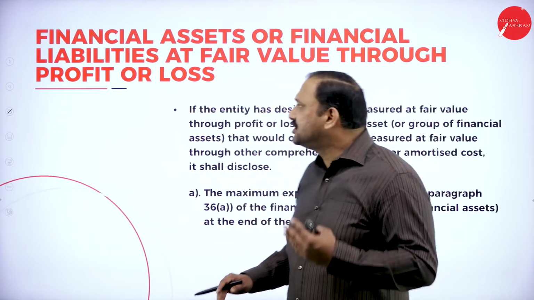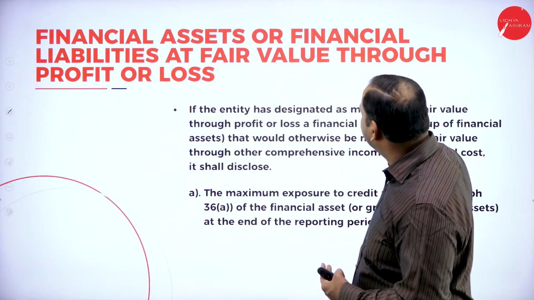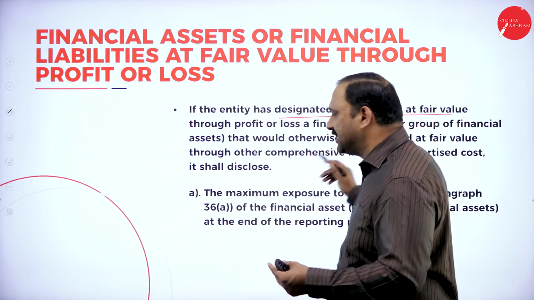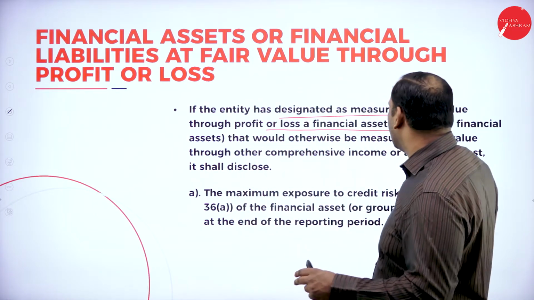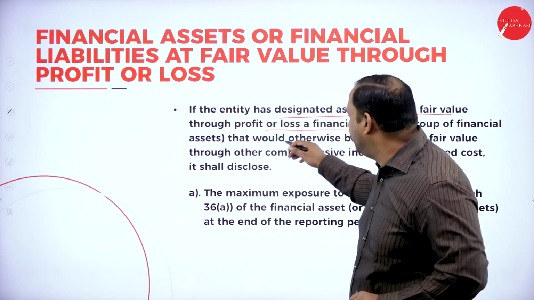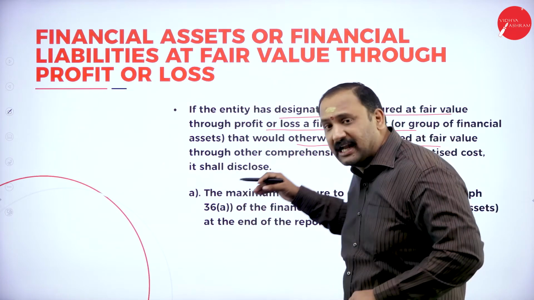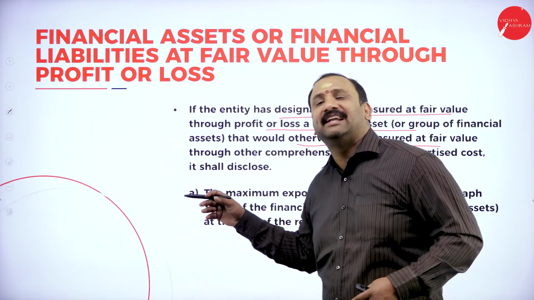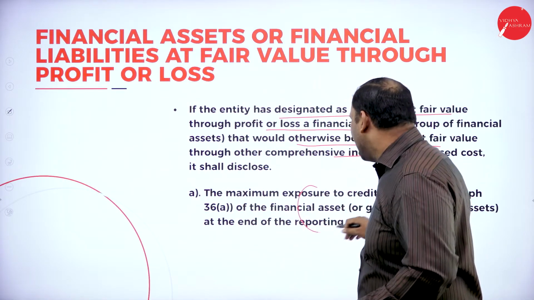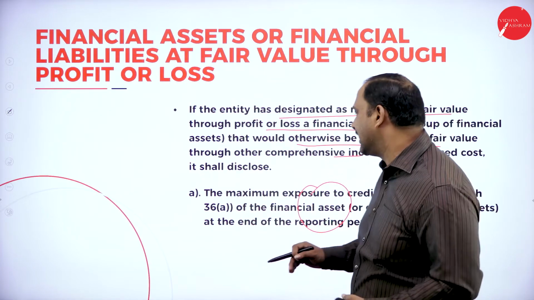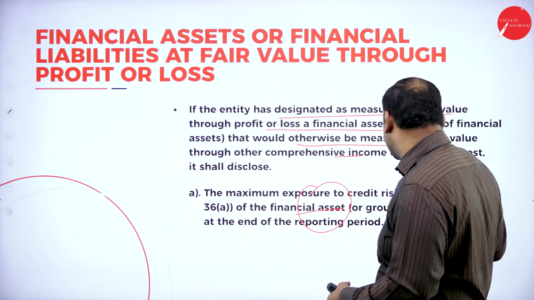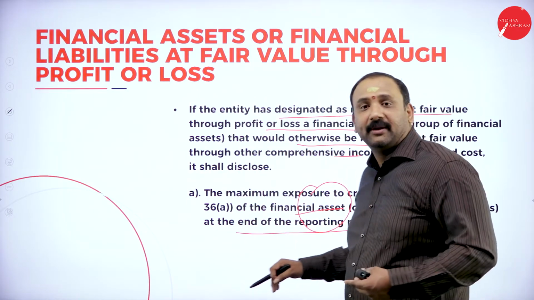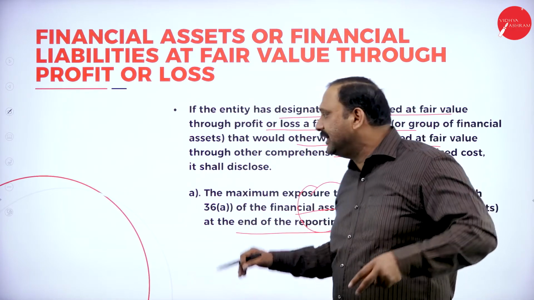Followed by the financial assets or the financial liabilities at fair value through profit and loss. So if the entity has designated financial assets as measured at fair value through profit and loss, that would otherwise be measured at fair value through other comprehensive income or amortized cost, it shall disclose that, followed by the maximum exposure to the credit risk of the financial asset or the group of financial assets at the end of the reporting period. So all these factors will be notified through it.